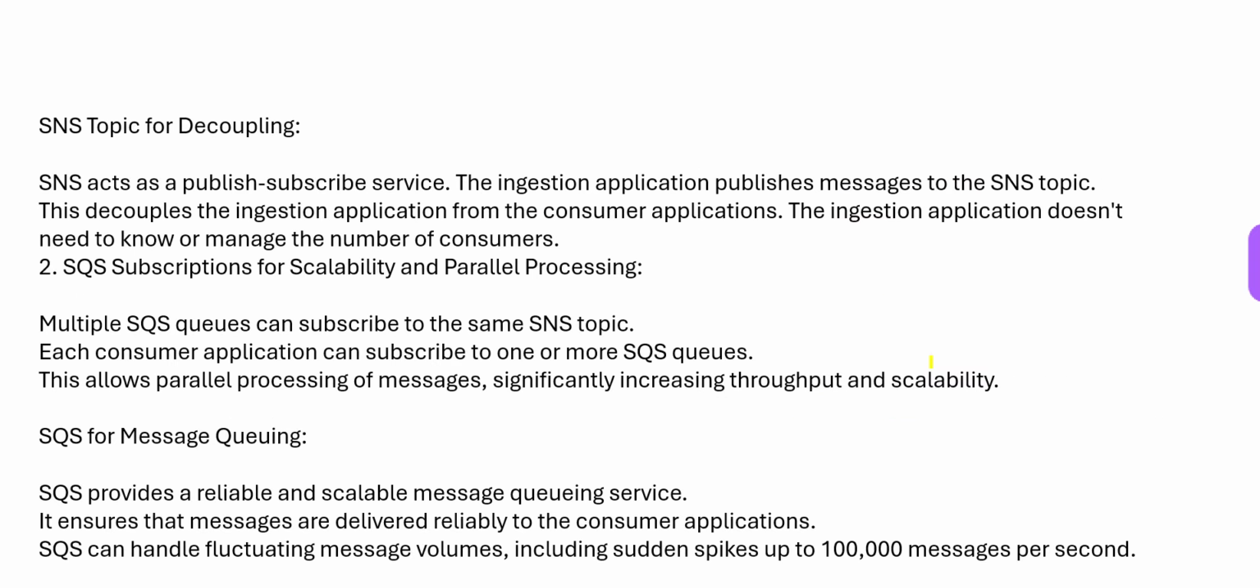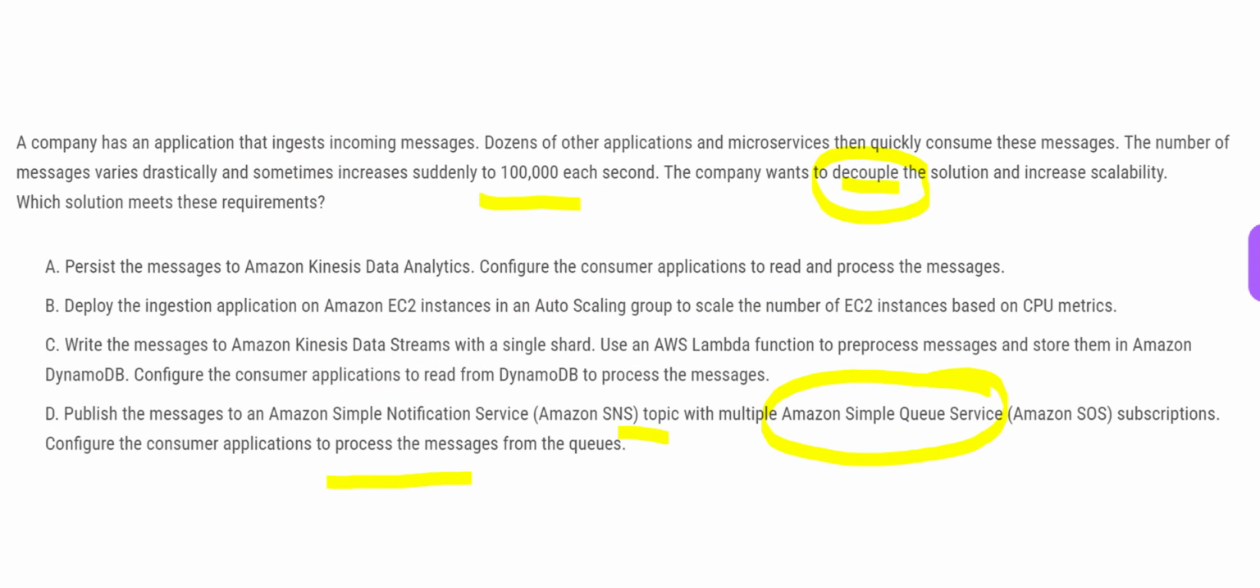SNS topic for decoupling, it is a pub sub service. Okay, so messages go to SNS topic. This will decouple the ingestion application from consumer. Like producer and consumer get decoupled. And the next thing you do is you use SQS subscription for parallel processing. So multiple SQS queues can subscribe to the same SNS topic. That is not a problem. And it allows parallel processing of messages. SQS is very reliable and scalable. Option D is our answer.